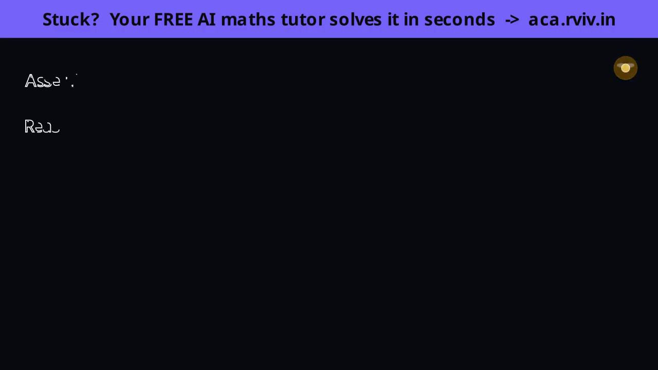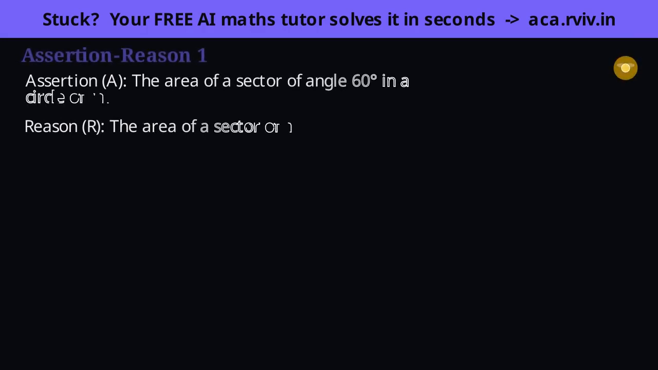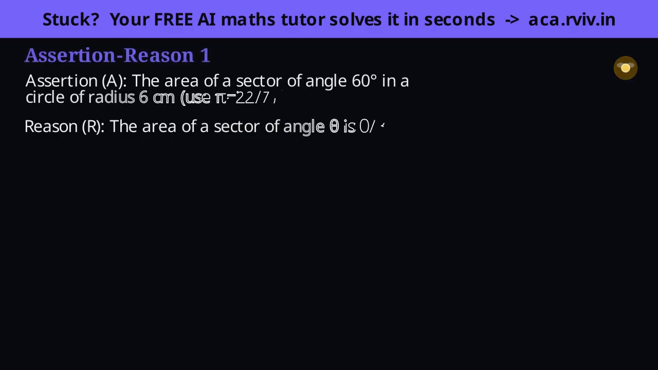Assertion reason has a strict three-part drill. First, is the assertion true on its own? Second, is the reason true on its own? And third, the part students forget, does the reason actually explain the assertion, or is it just a true statement sitting nearby? Let's run all three.